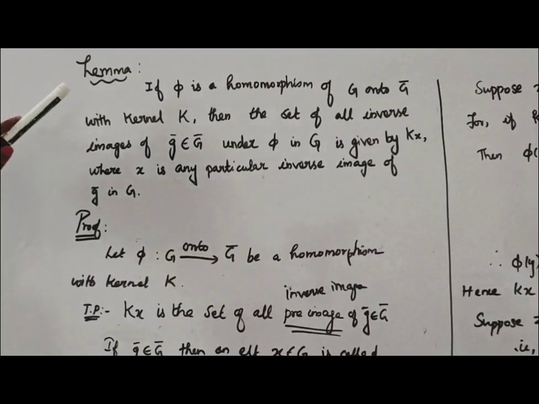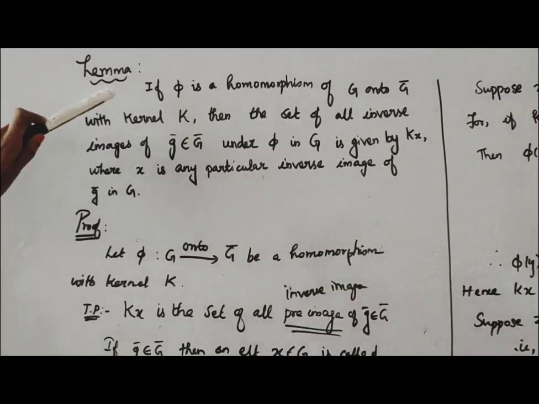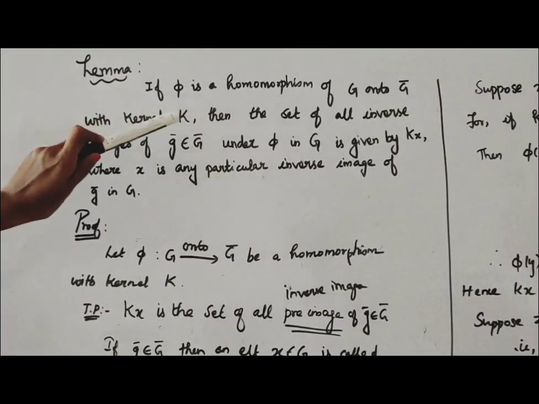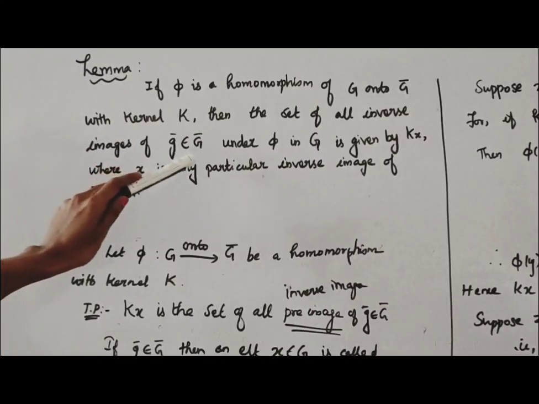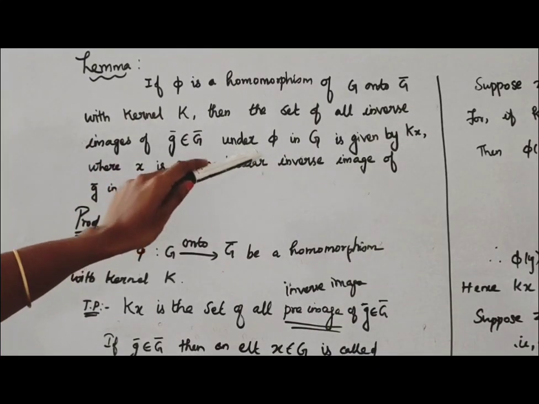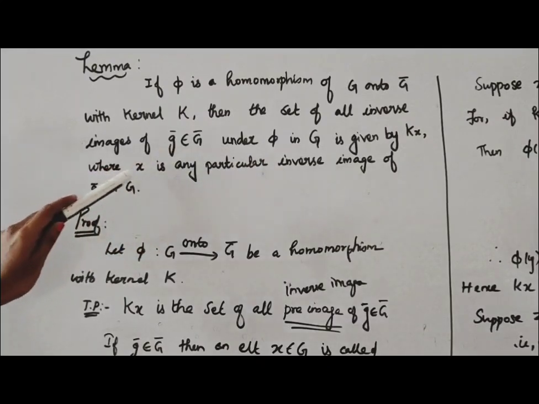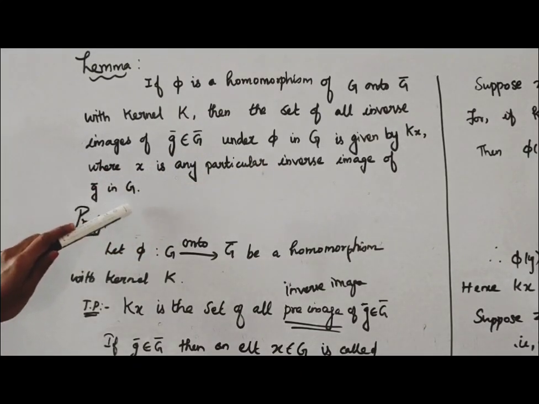In this video, we are going to see the next lemma. If phi is a homomorphism of G onto G bar with the kernel K, then the set of all inverse images of G bar belonging to G is given by Kx, where x is any particular inverse image of G bar in G.